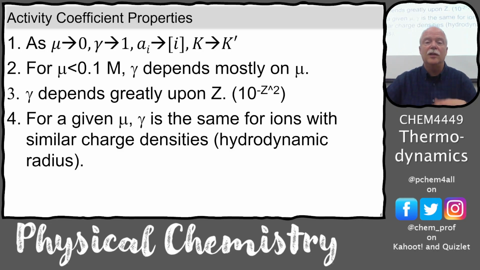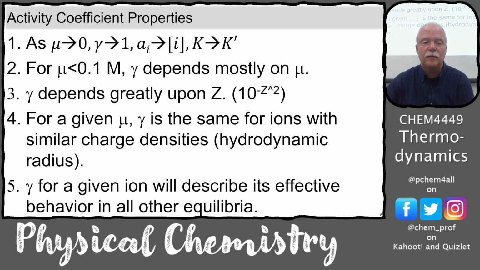And for a given mu, gamma is the same for ions with similar charge densities. So we can look those up in those tables. If they have the same hydrodynamic radius, then they're going to have similar activity coefficients. And then the gamma for a given ion will describe its effective behavior in all of the different equilibria. So sodium ion in water is going to affect all of these equilibria at the same ionic strength.